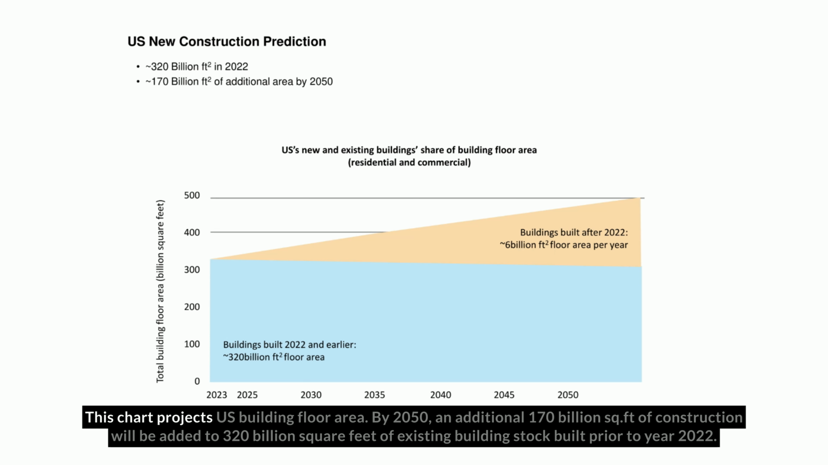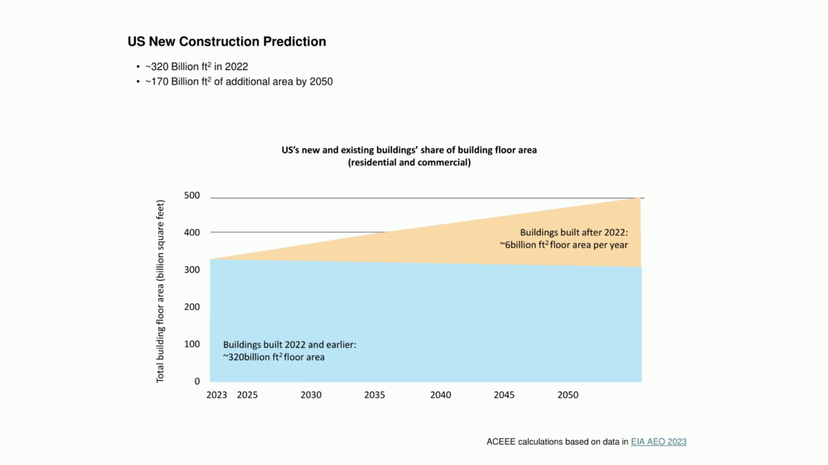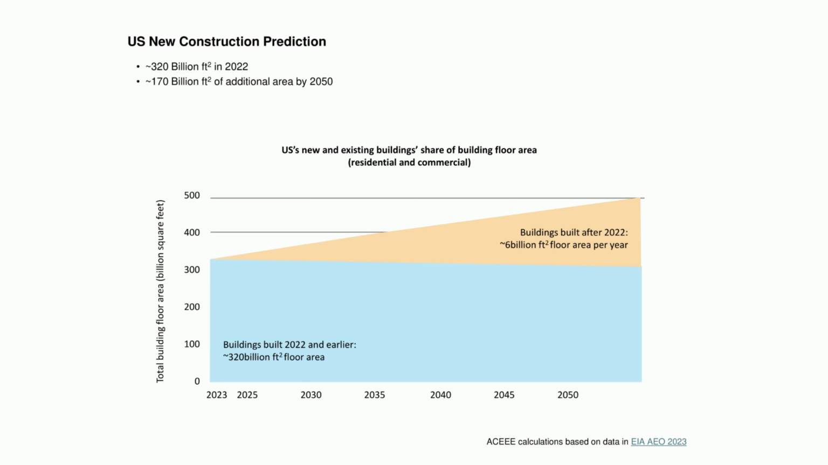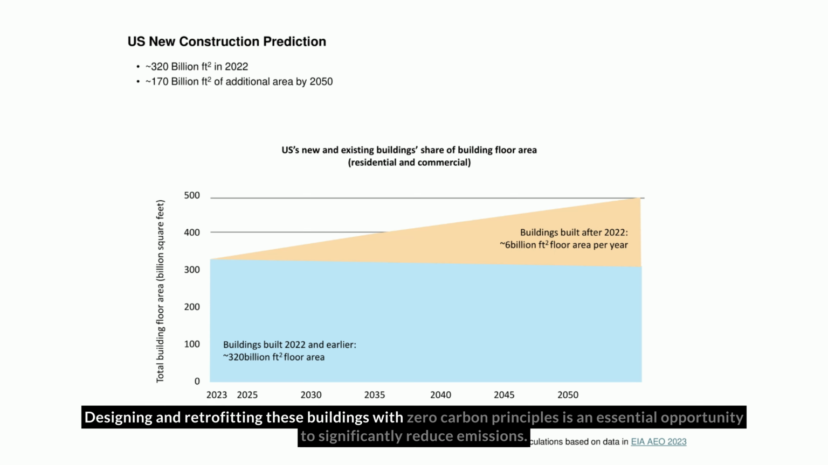This chart projects US building floor area. By 2050, an additional 170 billion square feet of construction will be added to 320 billion square feet of existing building stock built prior to year 2022. The data reminds us that even though new construction happens at a fast pace, the vast majority of buildings in 2050 will be adapted from existing building stock. Designing and retrofitting these buildings with zero carbon principles is an essential opportunity to significantly reduce emissions.